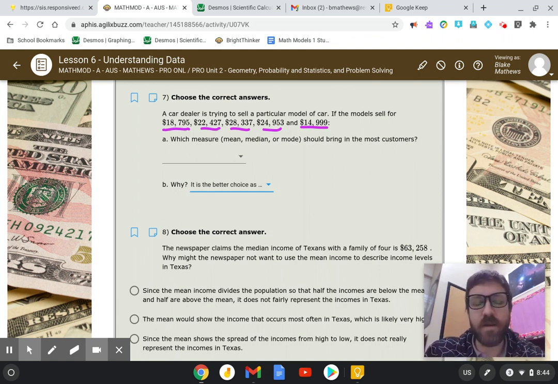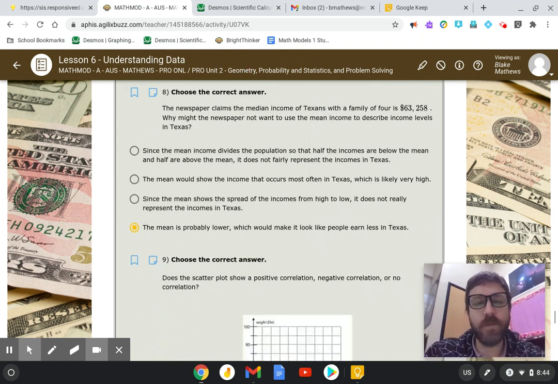But find the mean, median, and mode, which one is lower. Number 8, the newspaper claims the median income of Texans with a family of 4 is $63,258. Why might the newspaper not want to use the mean income to describe income levels in Texas?